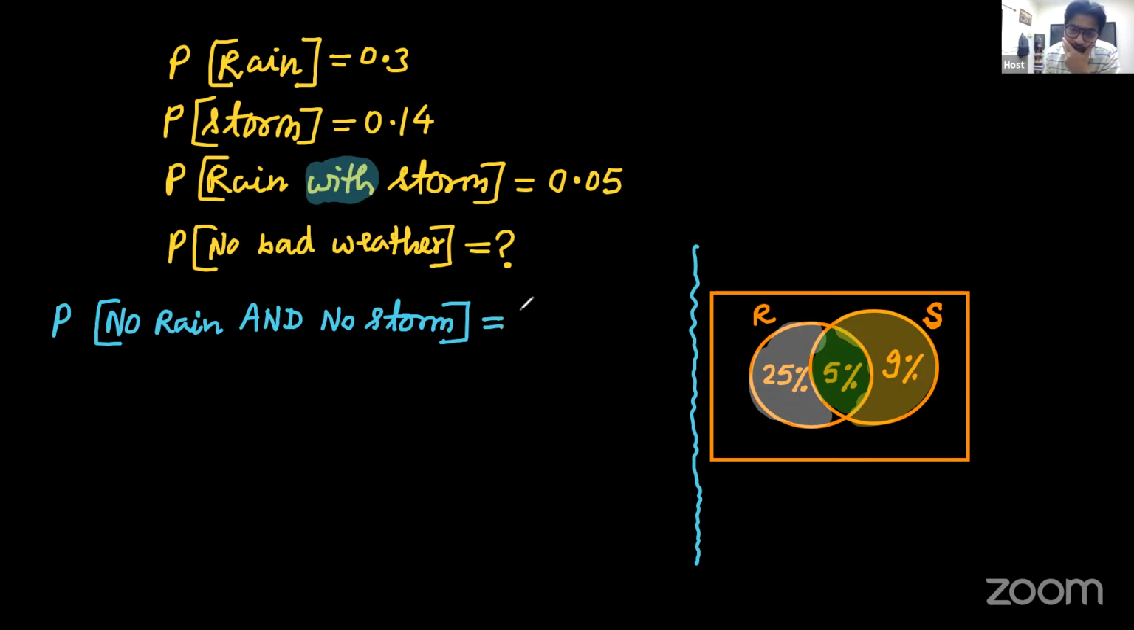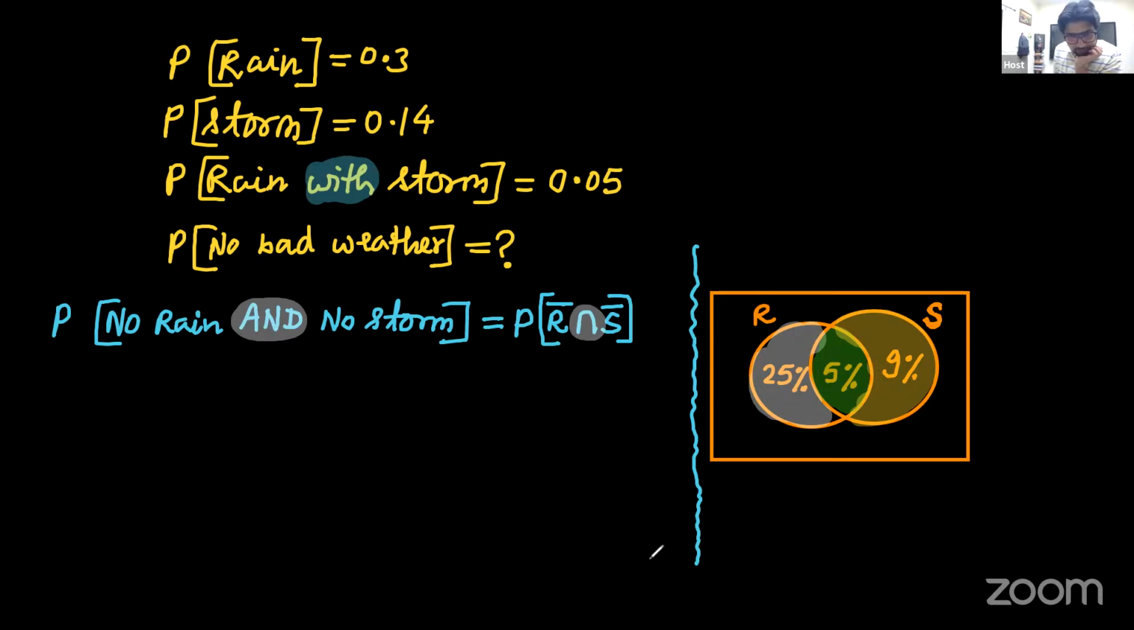Now, no rain and no storm means what? It means rain complement intersection storm complement. I told you, if you have not attended the previous 2 classes of probability, please go back and finish those 2 classes. Then only you will have the best taste of solving these problems.